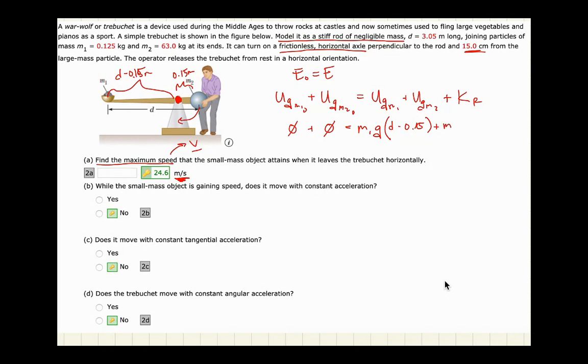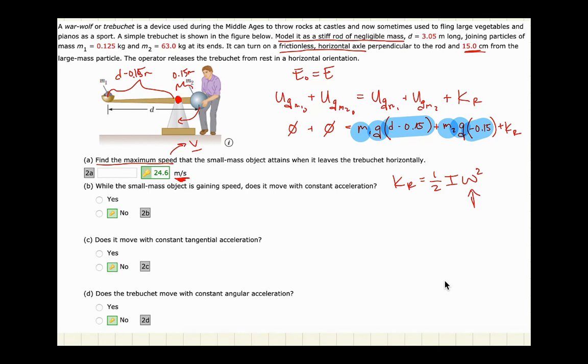M2 would be M2 times G times negative 0.15. And Kr would be what I'm looking to solve for here, right? So given that these are all known values, I know M, I know G, I know this distance, you can then solve for Kr. Once I know Kr, I'm going to use that to solve for omega, right? This is a value that I can get my velocity from.